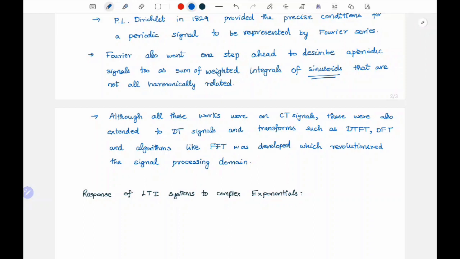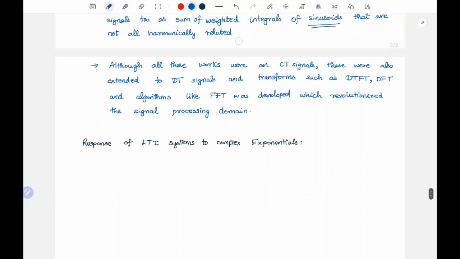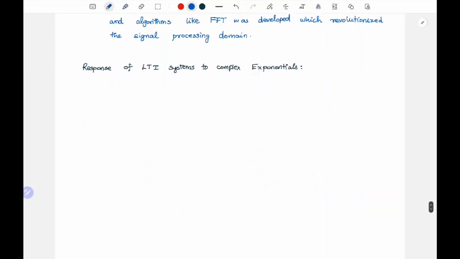So whatever we are going to see now is actually like 2 to 3 centuries of efforts and realizations by many scientists. I hope that this served as a good motivation for you to learn this topic. So let's now see the response of LTI system to complex exponential.